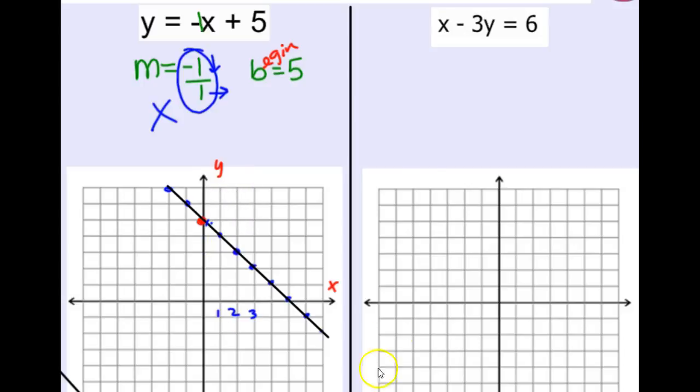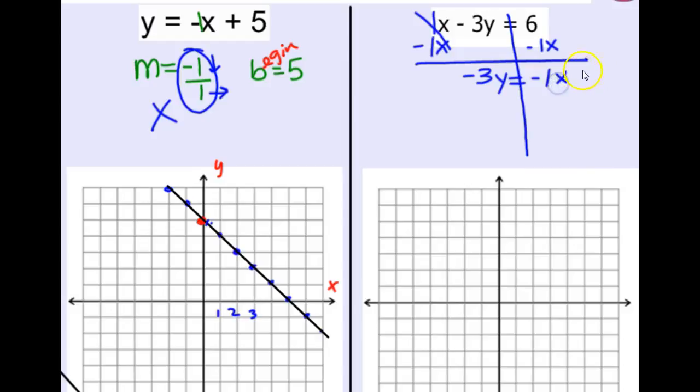Alright, let's look at the next one. This one I need to solve for y, so this 1x I need to move to the other side and subtract 1x. We have -3y, don't forget the negative. Write your x's first, -1x plus 6.